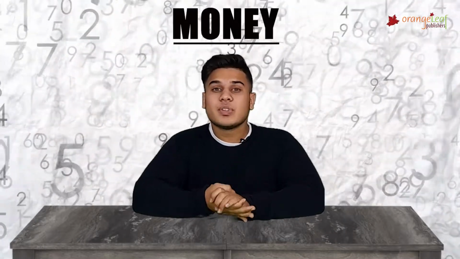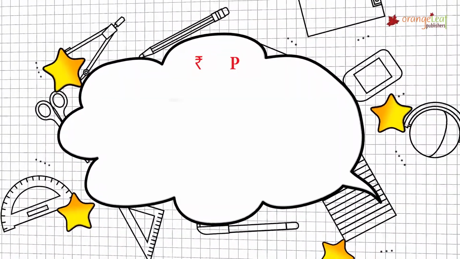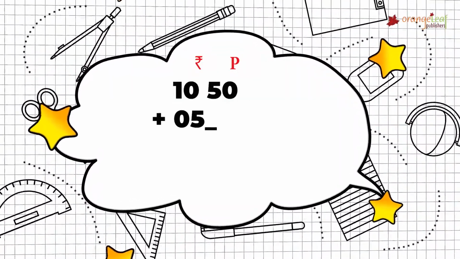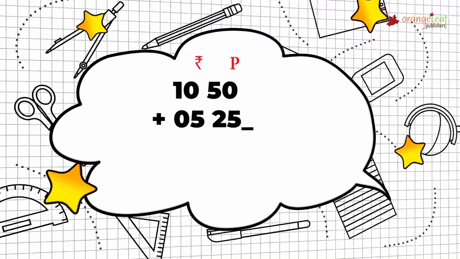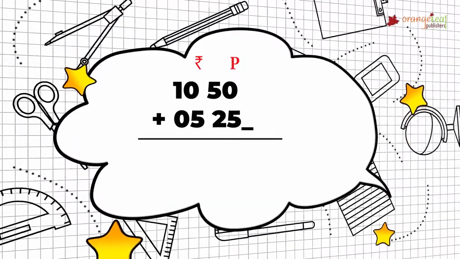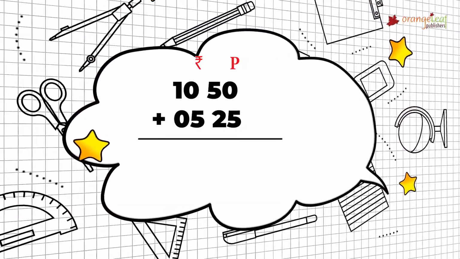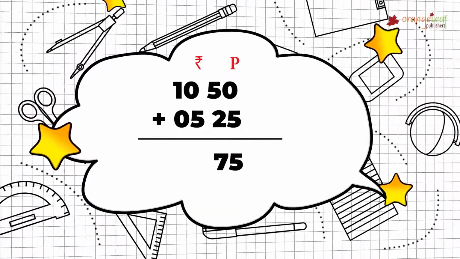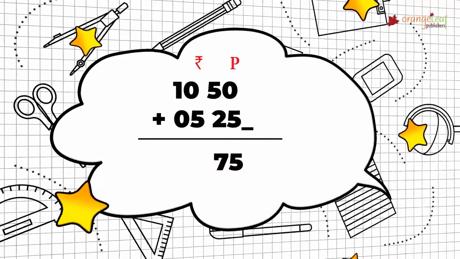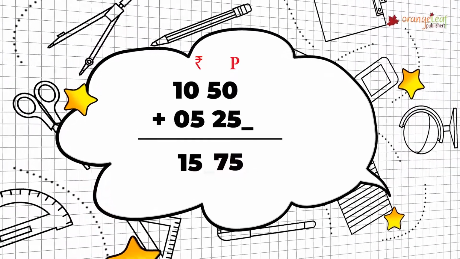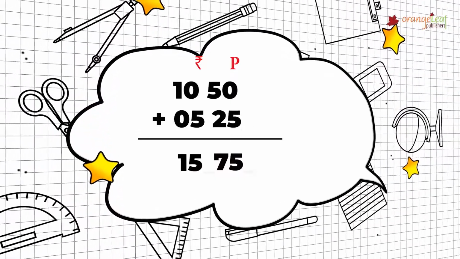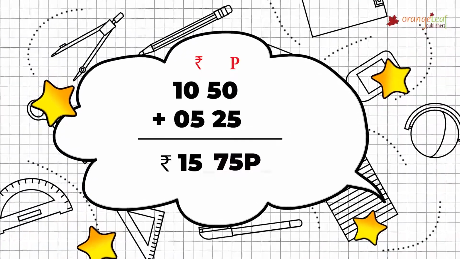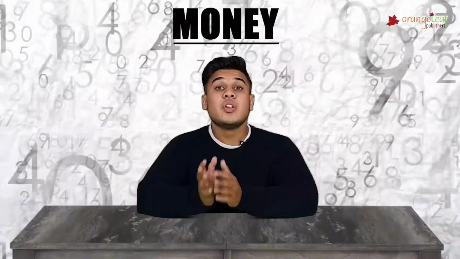It is simple. We just have to add 10 rupees and 50 paise with 5 rupees and 25 paise. So on addition, we first add the paise column. The answer is 75 paise. And 10 plus 5 gives us 15 rupees. So the final answer is 15 rupees and 75 paise. So Suhas has to pay a total amount of 15 rupees and 75 paise.